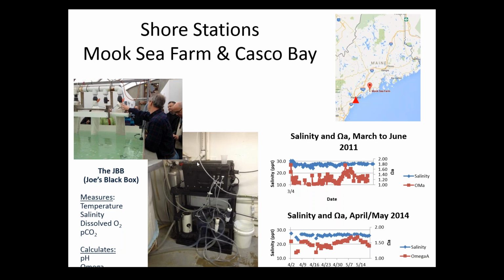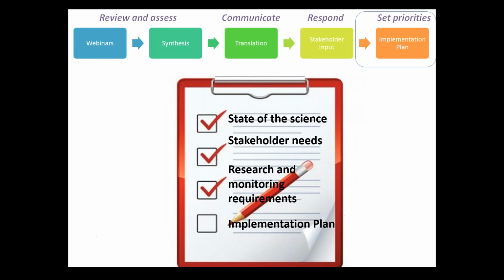and this is Joe's setup, which is an equilibrator with CO2 sensors on it. That's in Bill Mook's hatchery, and he effectively calls it Joe's black box. So that's where we've got to so far today. We've done the state of the science. We're doing and continuing the stakeholder needs.